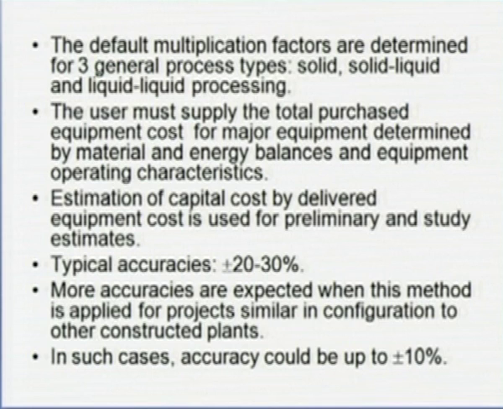Then the method of Lang factors, Lang factor approximation for project cost. This technique was originally proposed by Lang in 1947 and is still used frequently to obtain an order of magnitude estimate of investment. The basis of this method is that the cost of a process plant can be obtained by multiplying equipment cost by some factor to approximate the total fixed capital investment. These factors depend on the process plant being considered.